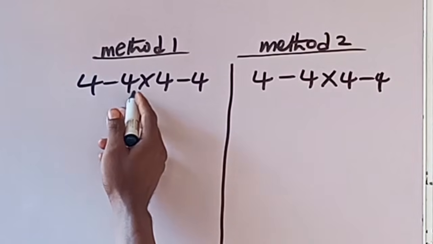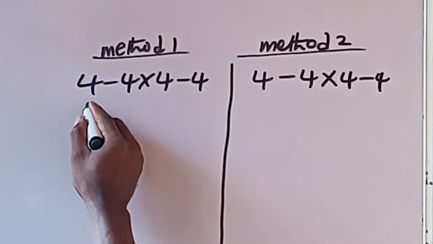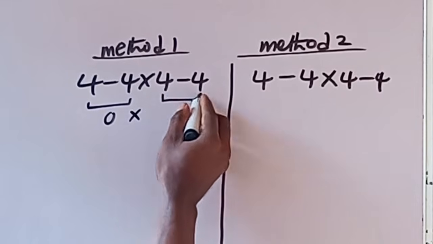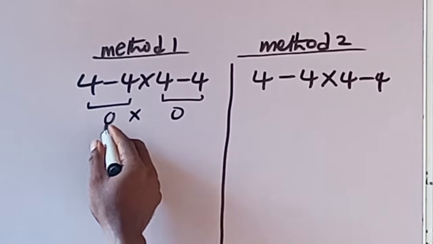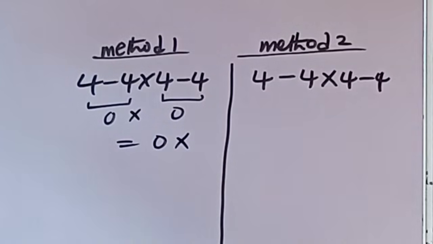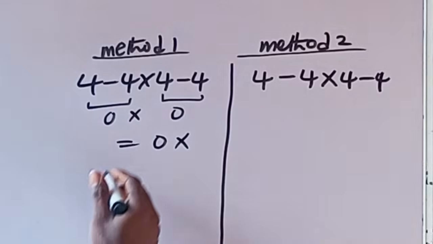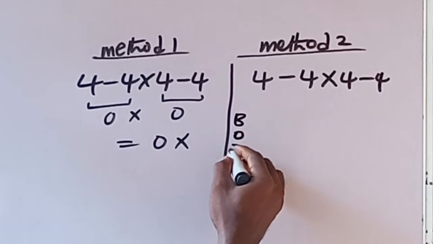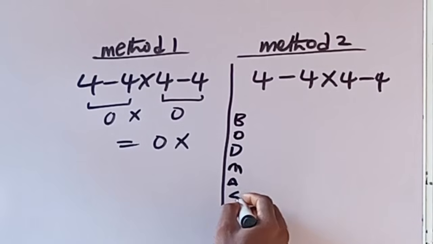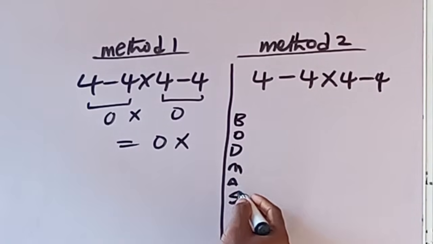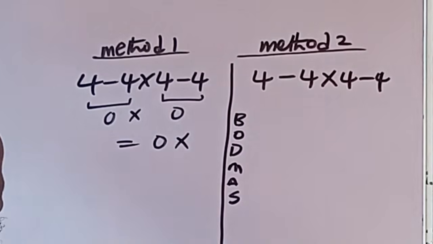So 4 minus 4, negative 4. Some people go ahead to do 4 minus 4, which is 0, times 4 minus 4, which is 0. 0 times 0 is going to give us 0. But this is wrong, because according to the PEMDAS rule, we have brackets, exponents, division, multiplication, addition, and subtraction.